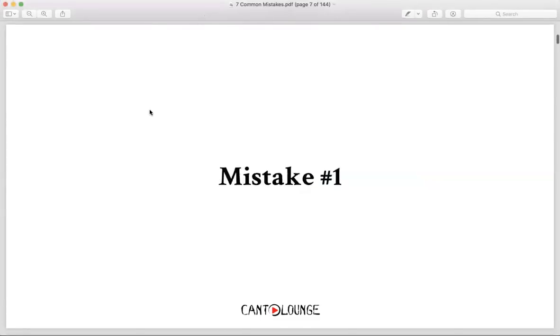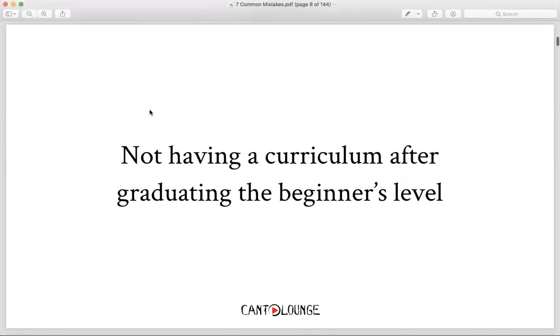Let's dive right in. Seven things that I have noticed, mistakes or challenges people have when learning Cantonese. Some of these are generic, common to all languages, but some are a little more Cantonese-centric. First of all is not having a curriculum after graduating from the beginner's level. What exactly do I mean by that? Very literally.